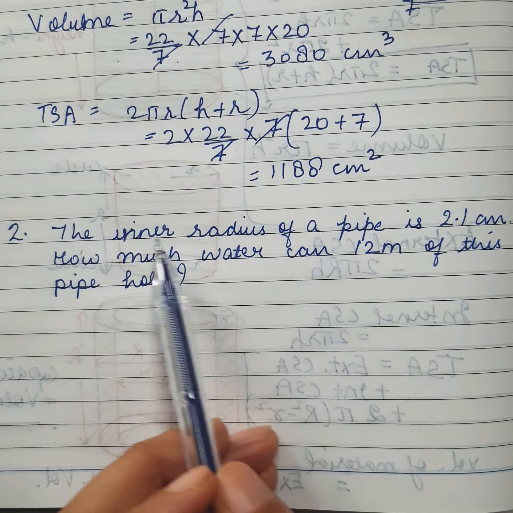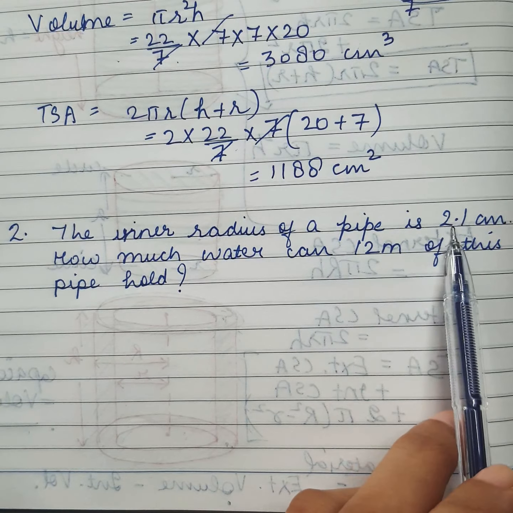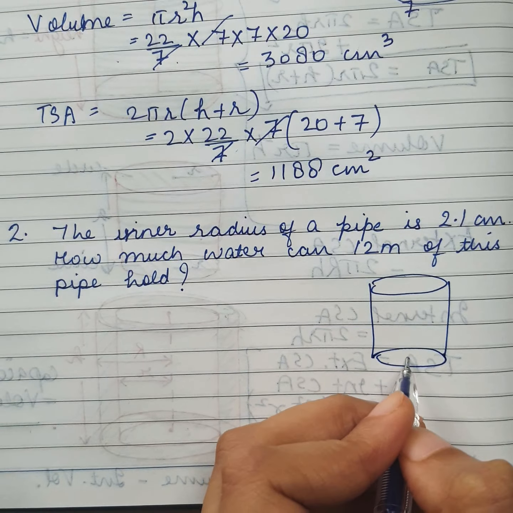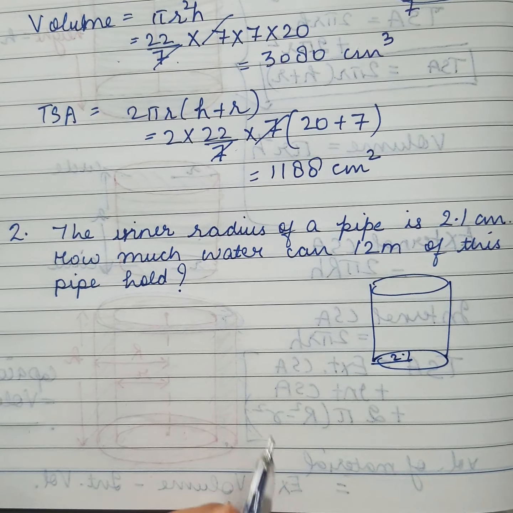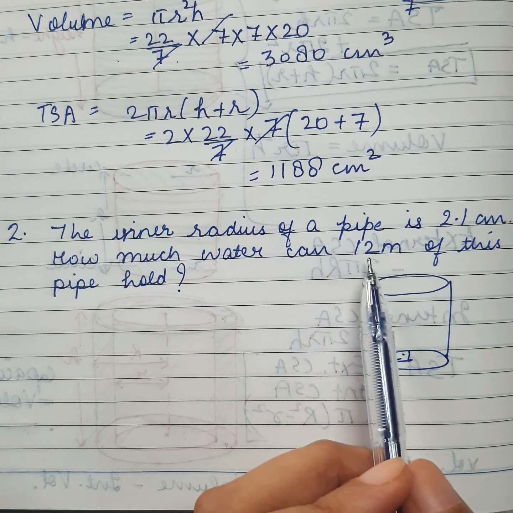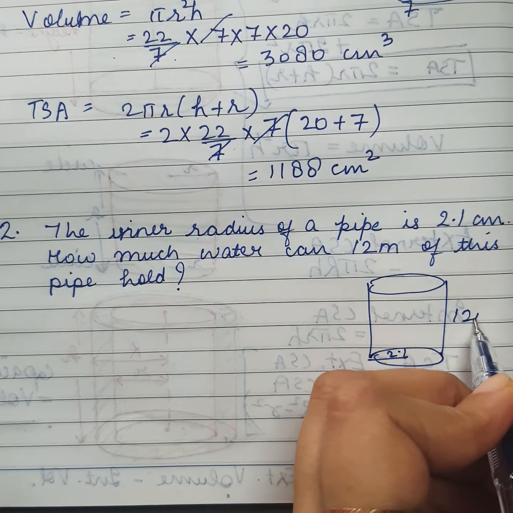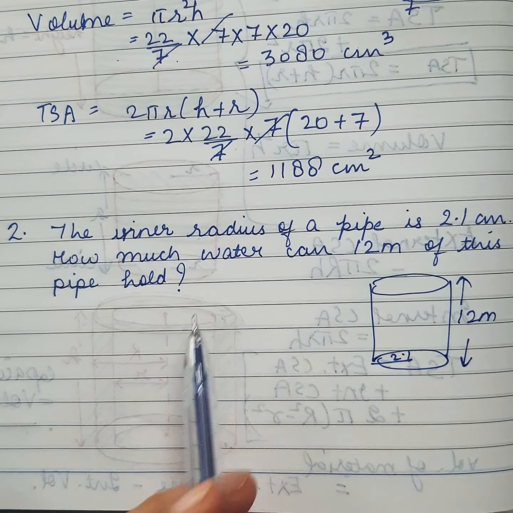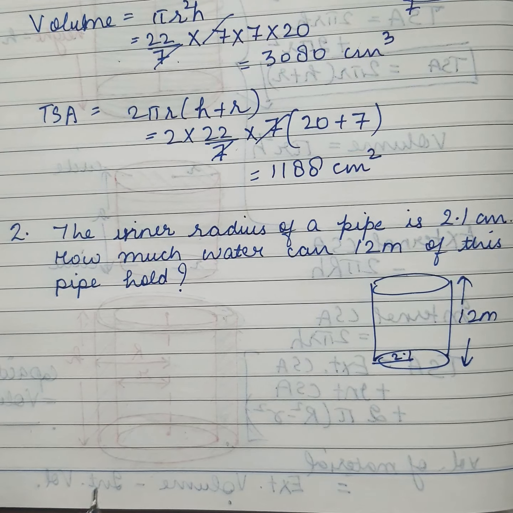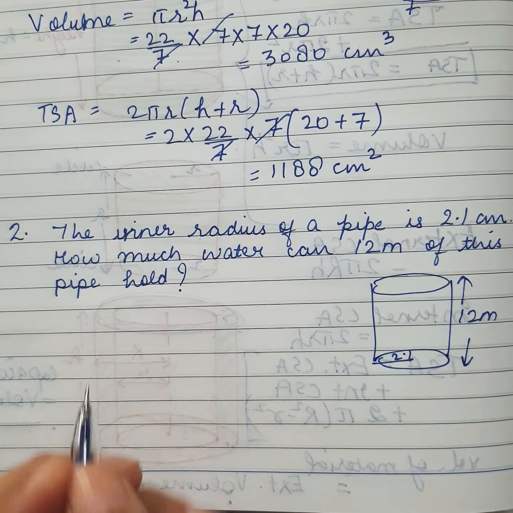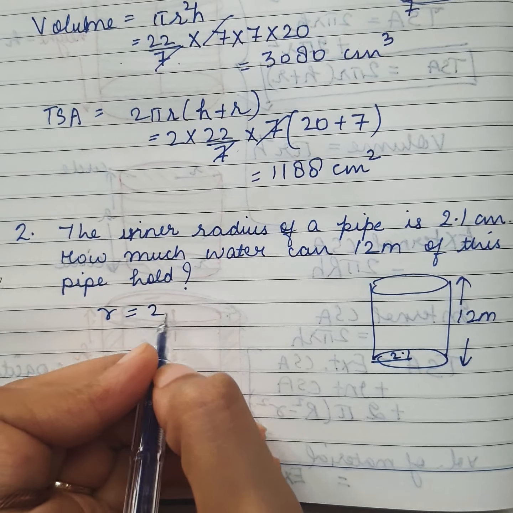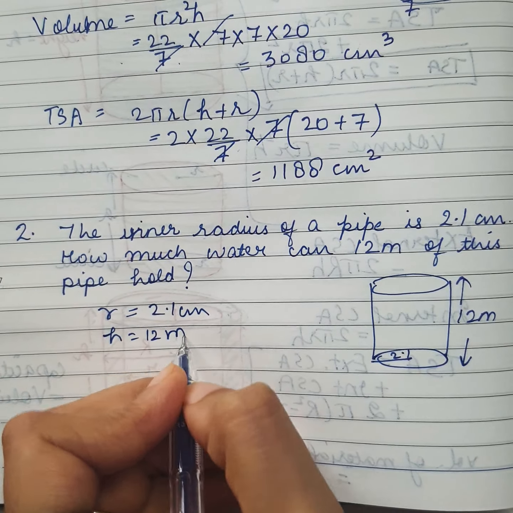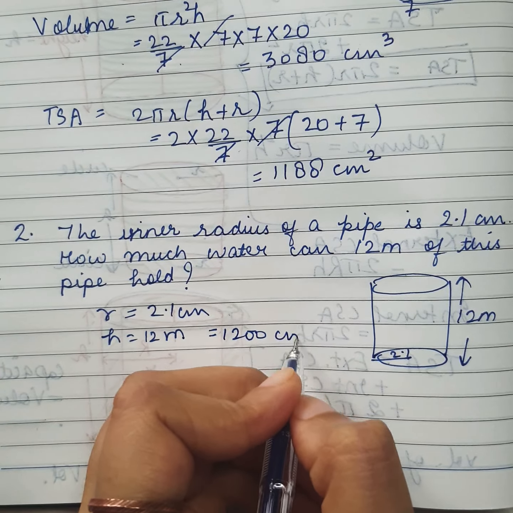The question is, the inner radius of a pipe is 2.1 centimeter. Inner radius, since thickness is not given, so both are the same. How much water can 12 meter of this pipe hold? So 12 meter is going to be the height. As you can see, the units are not the same, so we need to convert. R is 2.1 centimeter and h is 12 meter, which is 1200 centimeter.